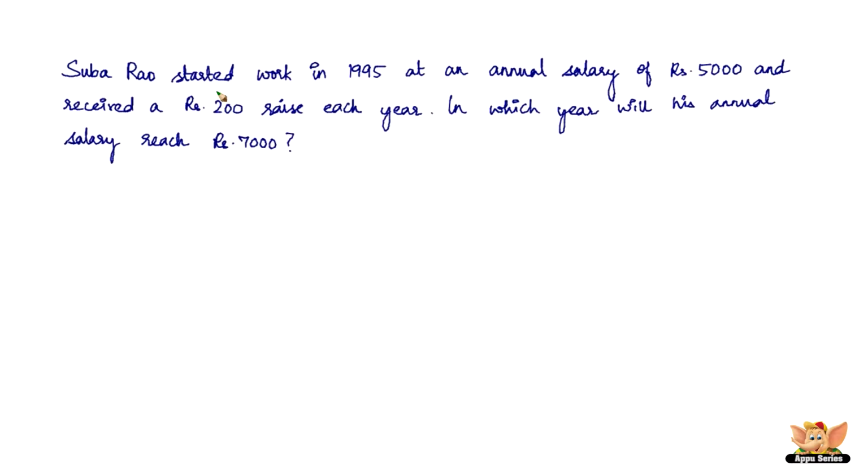It says Subba Rao started work in 1995 at an annual salary of rupees 5,000 and received a rupees 200 raise each year. In which year will his annual salary reach rupees 7,000? Well, so the annual salary received by Subba Rao in 1995 and so on will be like this, rupees 5,000. It increases by 200 every year, so it will be rupees 5,000, rupees 5,200, rupees 5,400 and so on, and it reaches rupees 7,000 at one point, right?